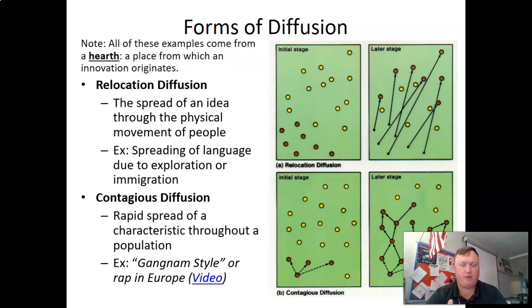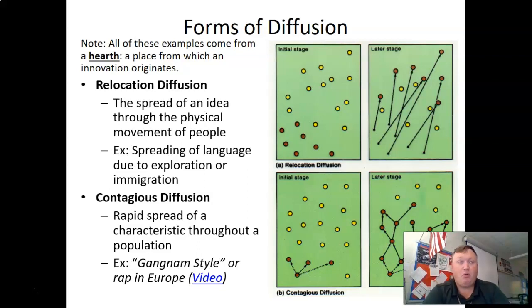So you see on the top here, this first image, these top two, you're going to see where the people originate and where they move, and they're taking their ideas there. This could be the spreading of language due to exploration or immigration. The fact that English is spoken in the United States and other parts of the world, like New Zealand, South Africa, Australia. They're speaking English because of the diffusion of British peoples from Great Britain to those areas of the world that they ended up going.